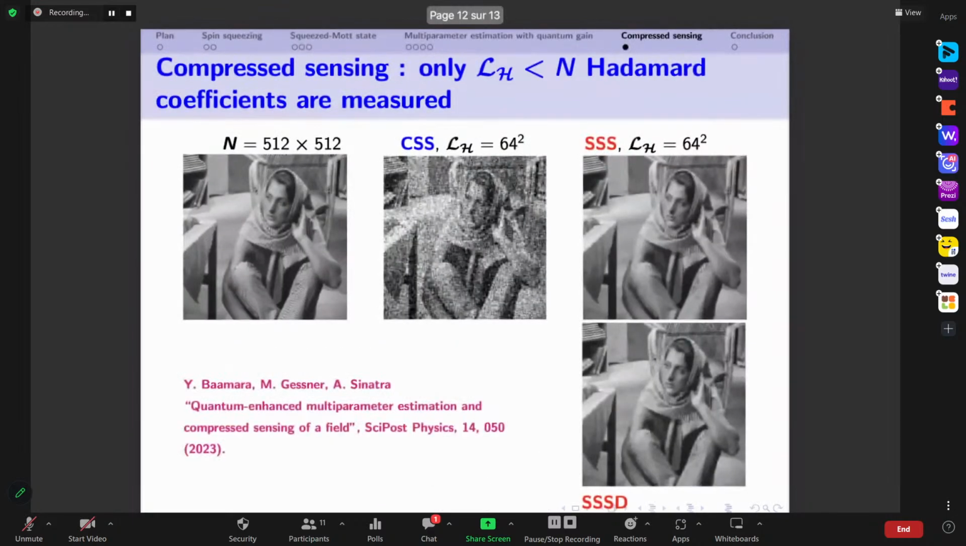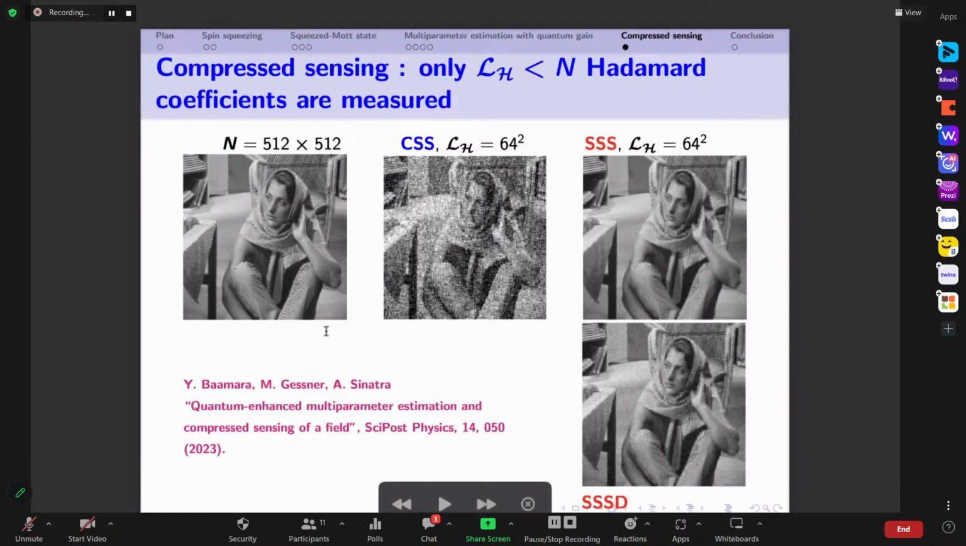And finally, the other thing that we were showing is that it is actually not necessary to measure all the Hadamard coefficients. One can do a compressed sensing. That is, one can only measure the first Hadamard coefficients, and put the others to 0, and then reconstruct the image anyway. And so this is what is shown in this figure.